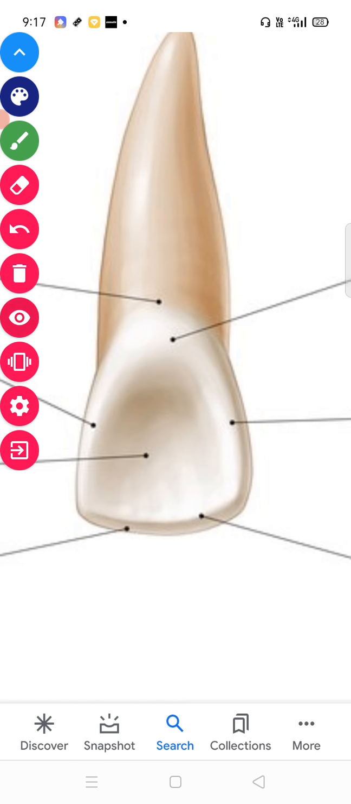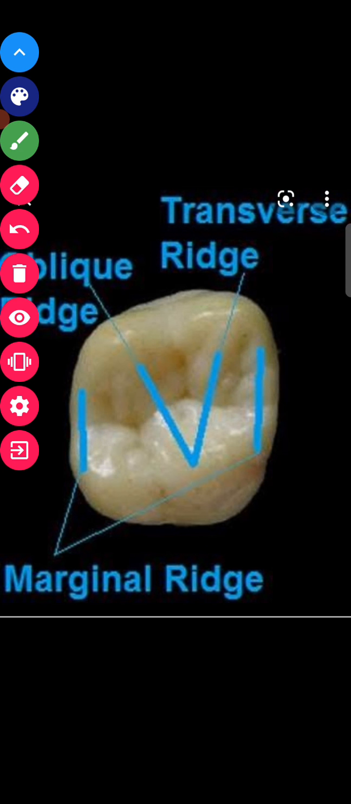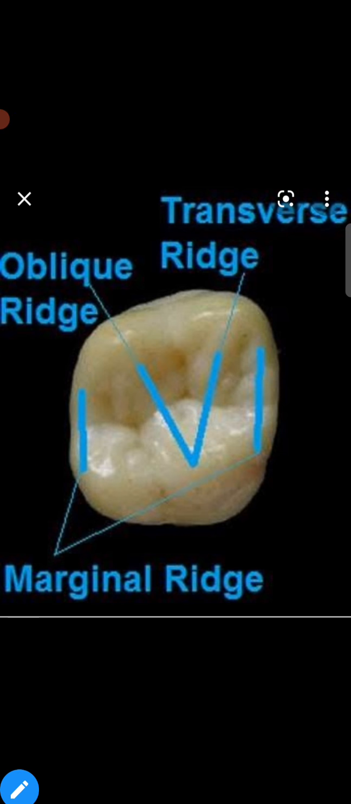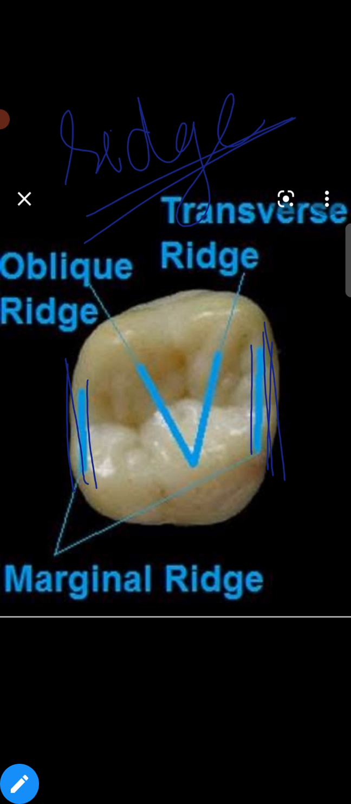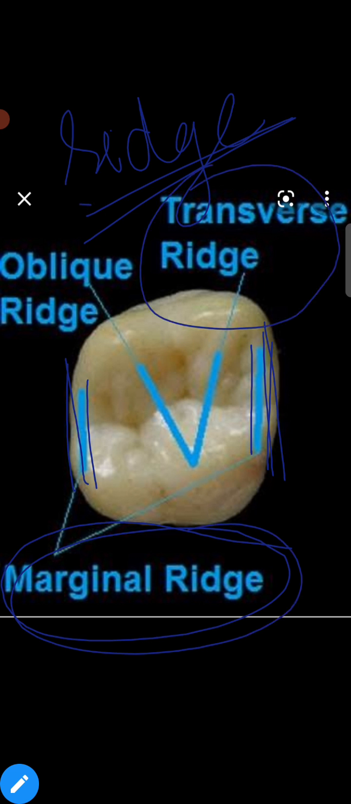Moving ahead, the next elevation that we are going to talk about is a ridge. Now what is a ridge? How do we define a ridge? A ridge, I say, is a linear elevation present on the surface of the tooth which derives its name from its location. Simple. There are certain ridges which include the marginal ridge, the transverse ridge and the oblique ridge. Now these are the marginal ridges along the margin. About the transverse ridge and the oblique ridge, we'll be dealing with them in further upcoming videos.